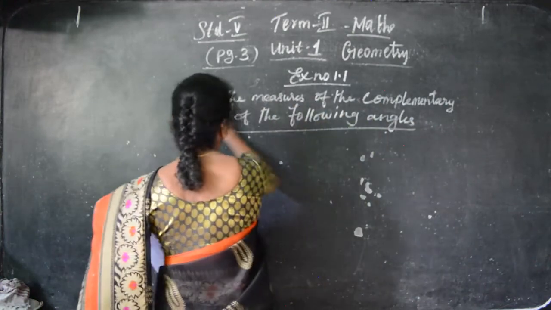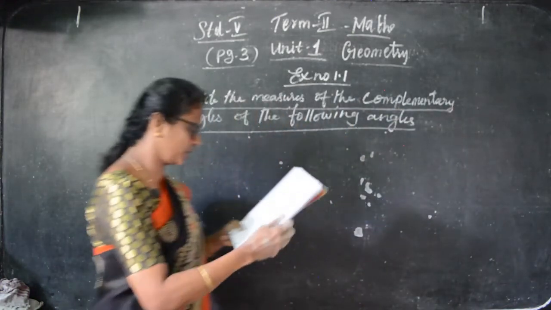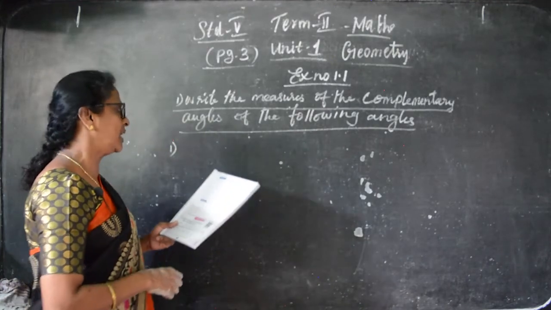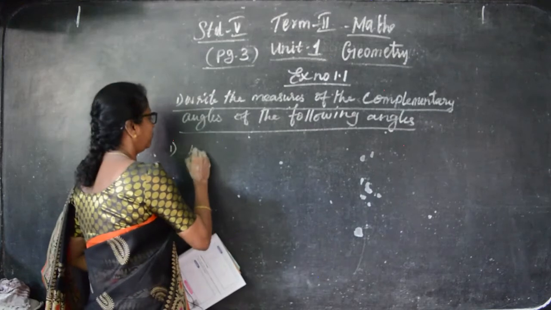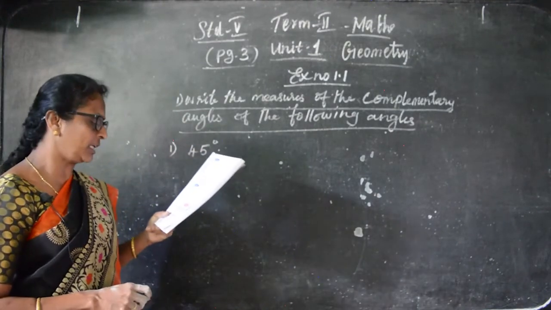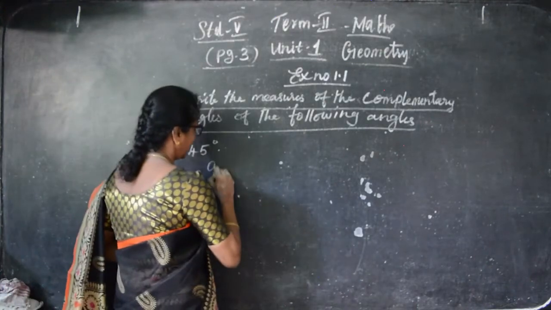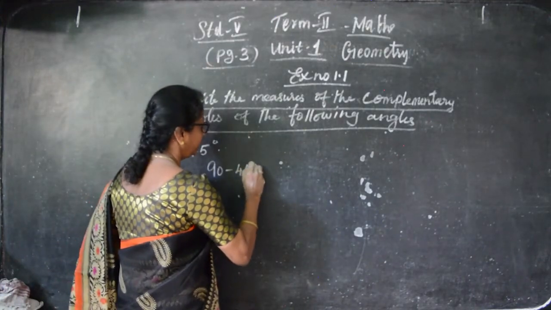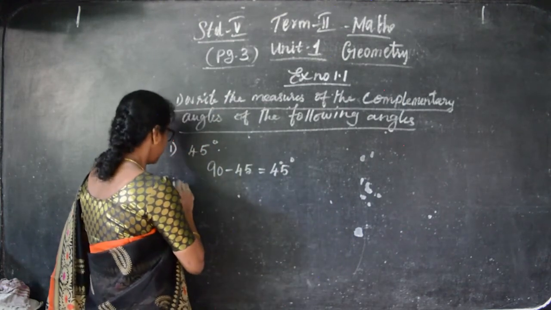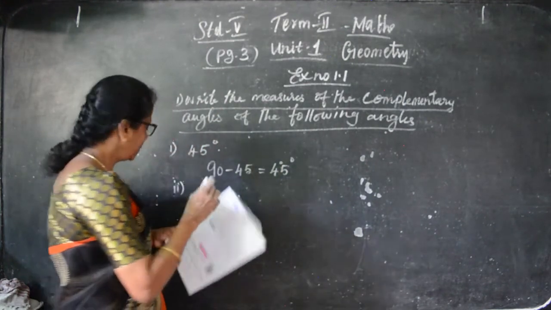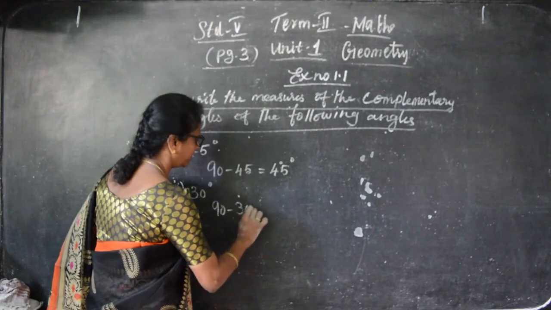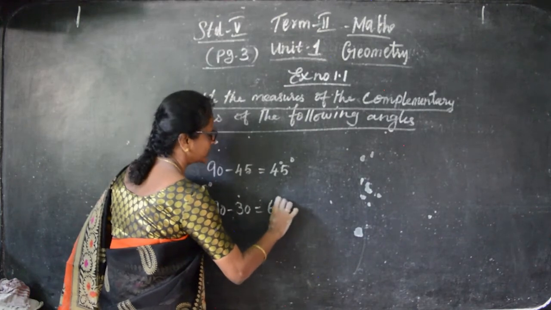So one sum I will do and the remaining sums I will give as homework, children. So we have to write the measure of the complementary angles of the following angles. Here they have given 45 degrees. So complementary angle means what? We have to subtract from 90 degrees. So 90 minus 45 is equal to 45 degrees. Then the second sum, 30 degrees. So 90 minus 30 is equal to 60 degrees.